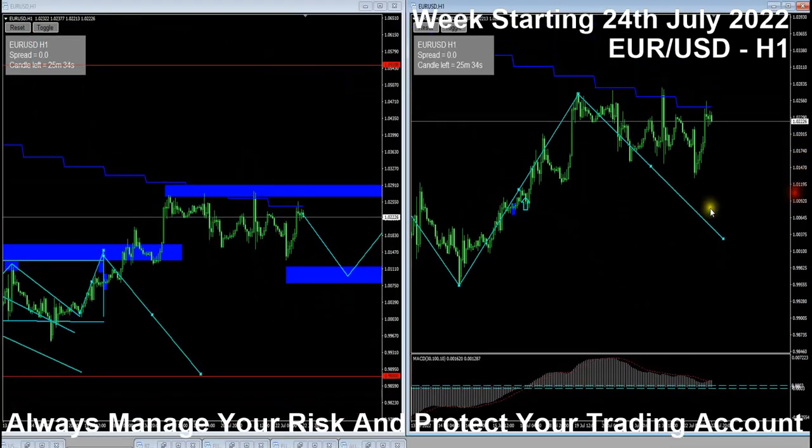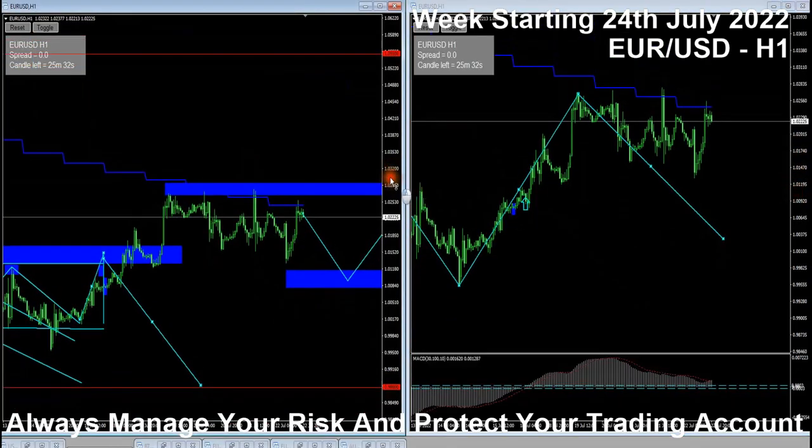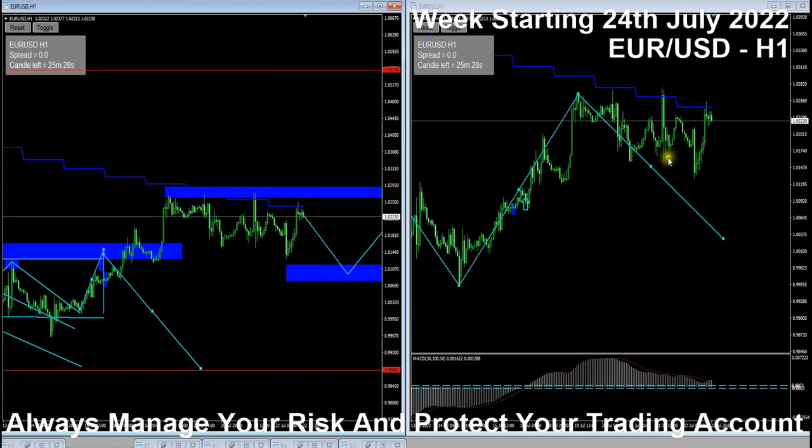So there we have it, both price action on the Euro USD and of course our non-repaint indicator strategy as well. Very simple analysis of the charts.